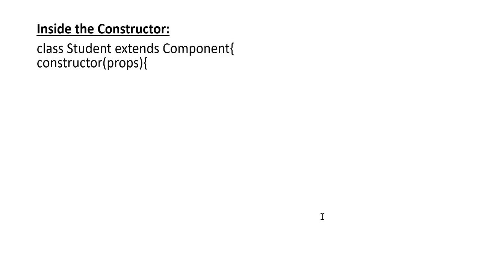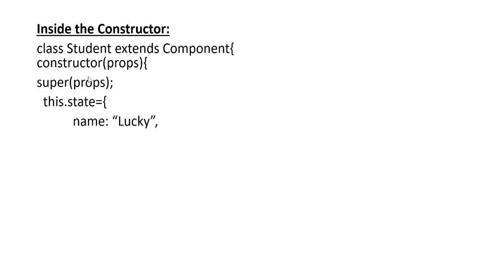Class Student extends Component, then we'll use the constructor, then we'll use super(props). This super is the parent of this constructor. Then this.state, then name, then props. Like this. Then the render method. This is the way. Let's see the example of this inside the constructor.